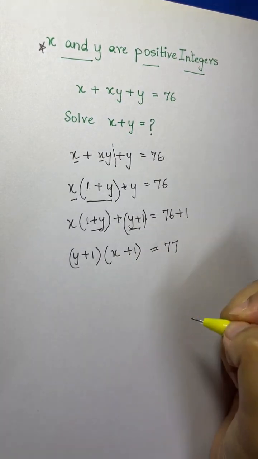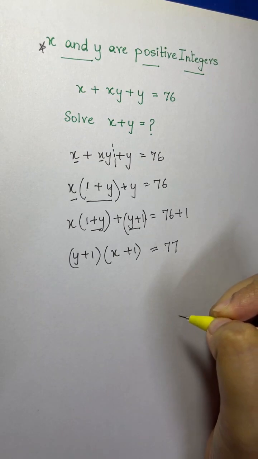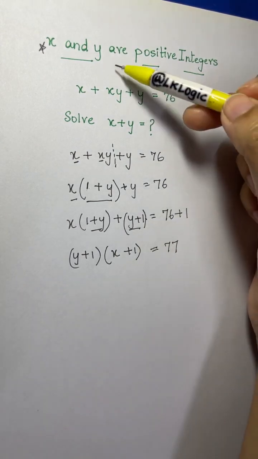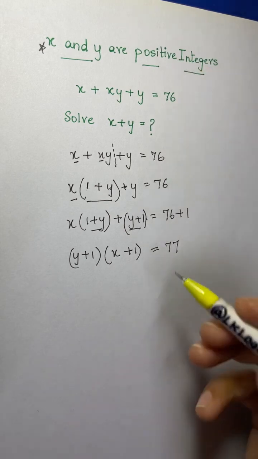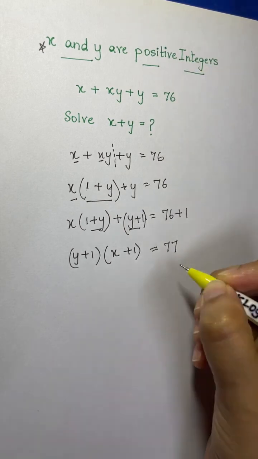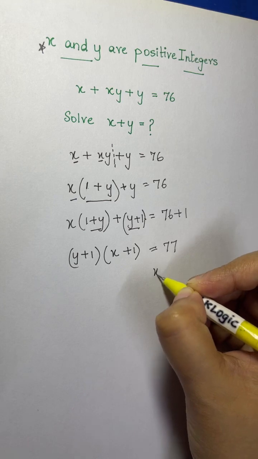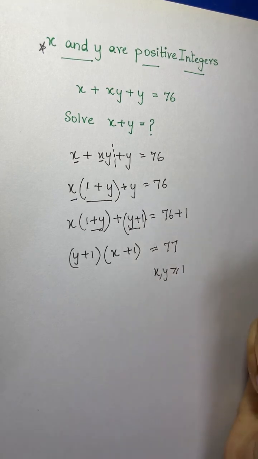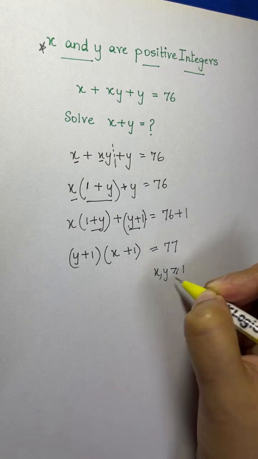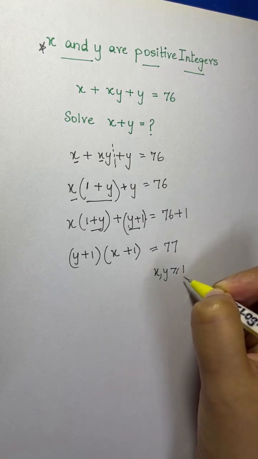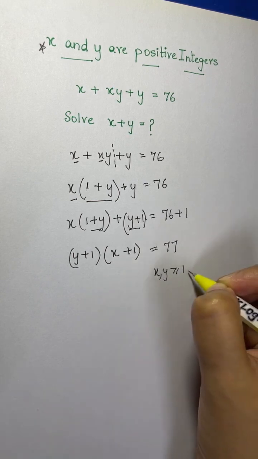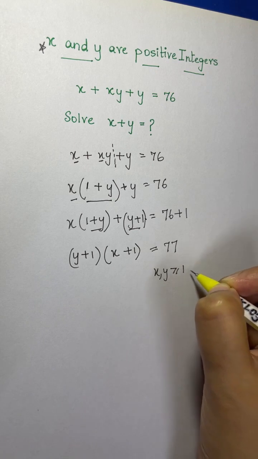Now what do you think we can do? Here comes the situation where you need to know that x and y are positive integers. So as they are positive integers, x and y will always be greater than or equal to 1. Now as x and y are always greater than or equal to 1, if I add 1 on both sides, x plus 1 will be greater than or equal to 1 plus 1, that is 2.